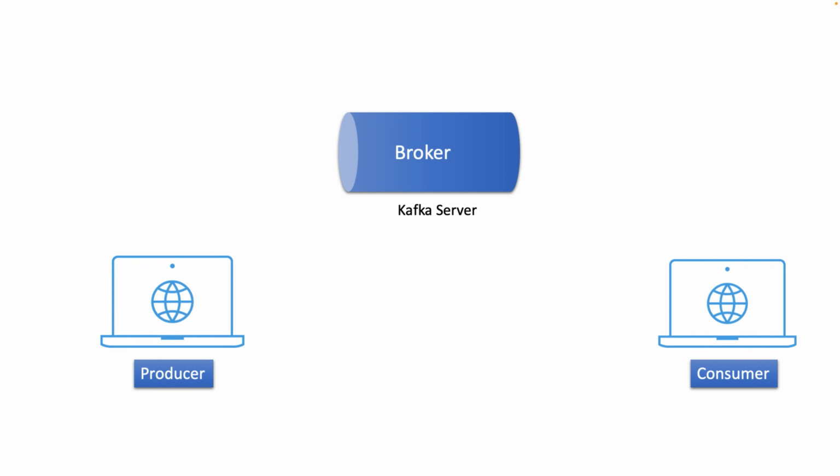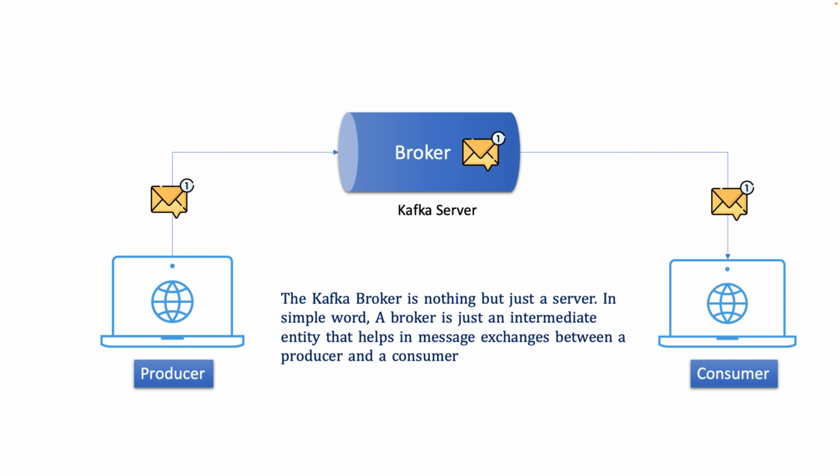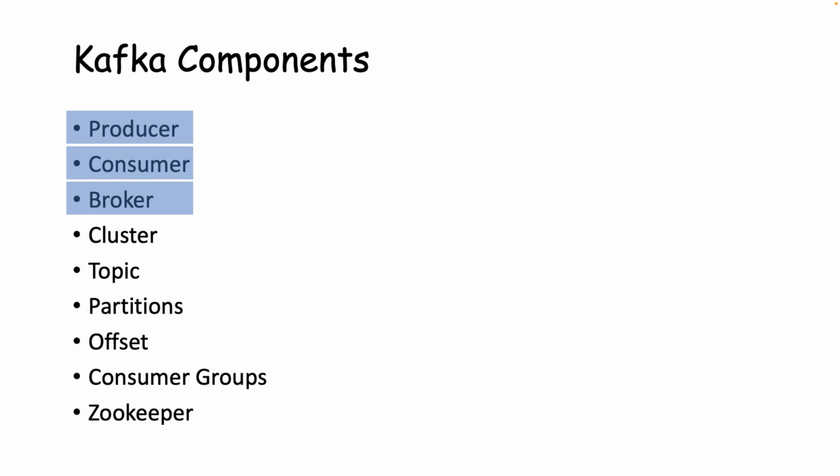In the PubSub model, usually the producer will publish or push the messages to the broker, then the broker will store those messages, and then the consumer will consume them from the broker. In other words, a broker is just an intermediate entity that helps in message exchange between a producer and a consumer. So these are the basic key components of your PubSub model: producer, consumer and broker. Let's move to the next one, that is cluster.